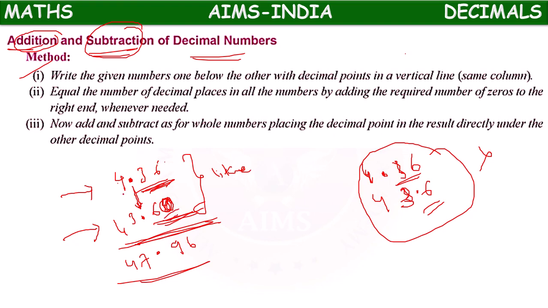Next. So while adding, the decimal point should be kept exactly under the decimal point of both the numbers. These three points we have to keep in mind while adding or subtracting decimal numbers.